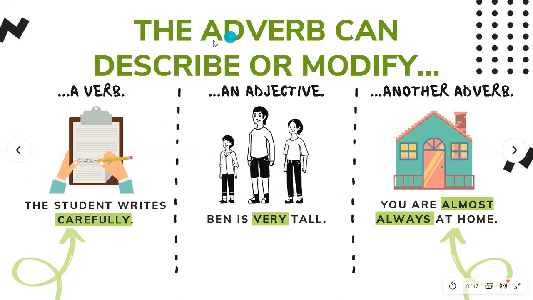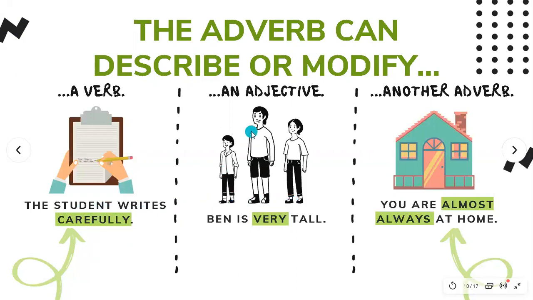For example, cuando un adverbio describe o modifica a un verbo, como aquí, the student writes carefully. ¿Cuál es el verbo en esta oración? Writes, ¿no es cierto? Y yo pregunto, ¿escribe cómo? Entonces voy a describir un poquito más ese verbo. ¿Cómo escribe el estudiante? Carefully, cuidadosamente. Ok, so here I have an adverb. Acá tengo un adverbio. Acá tengo un adverbio que está describiendo un poco más a mi verbo, porque no solo escribe cuidadosamente.